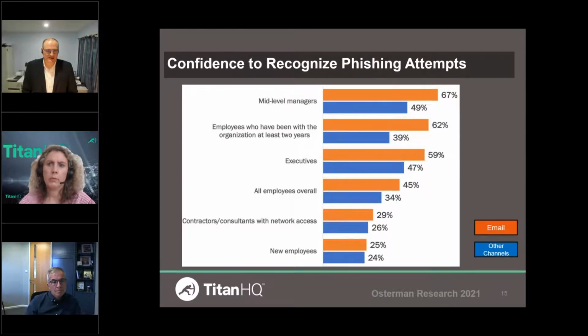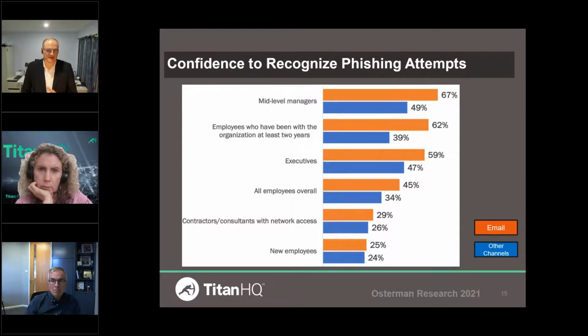In the survey, we asked about the confidence that cyber security professionals had in the ability of these groups of employees, managers, and executives to recognize phishing attempts both by email and through other channels. So other channels would be things like social media or LinkedIn. You can see here that in general, there was a higher level of confidence that all employee types were better trained to recognize phishing attempts by email than through other channels.